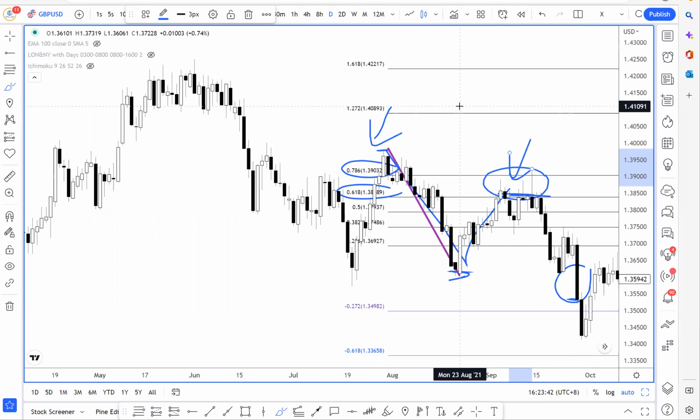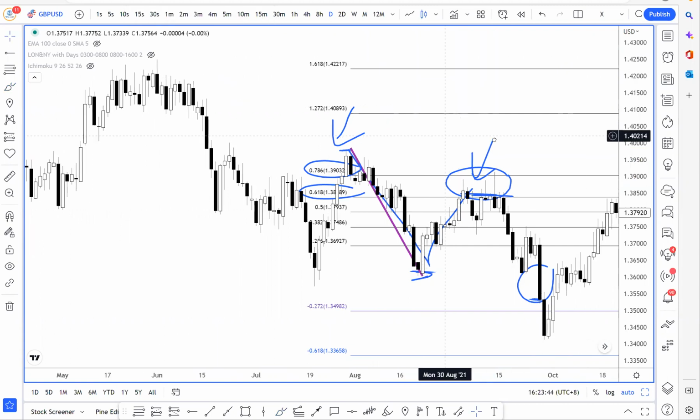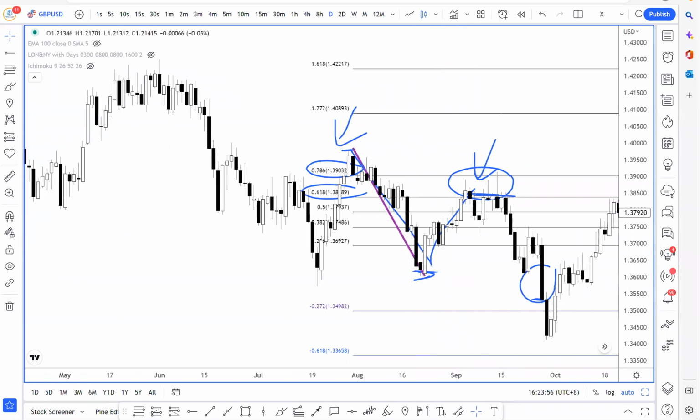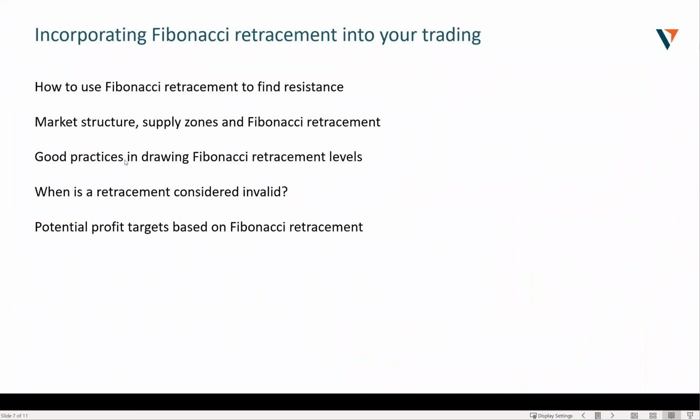So let's take a look at where we left off, right? That's the first thing: identifying valid retracement levels is important, understanding where you take your highs and your starting points and ending points from. Once you do this, the next thing we want to cover would be on when is a... So I've covered all those three points actually, right? We took a look at market structure, supply zones, and Fibonacci retracement.